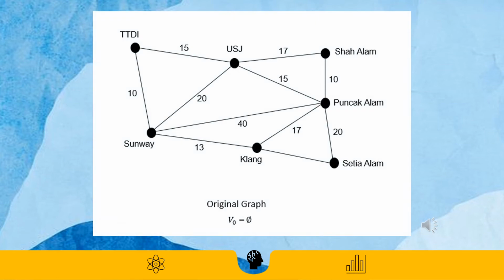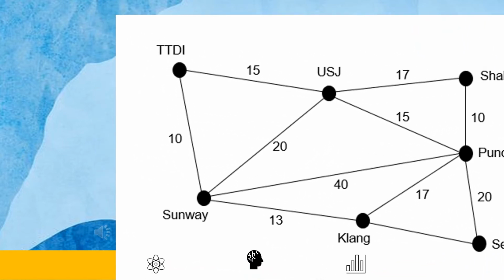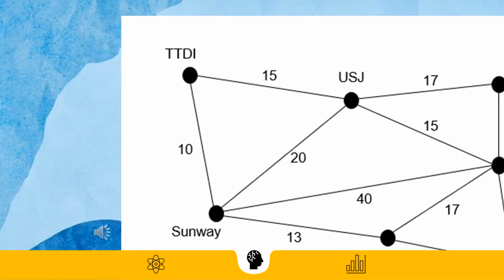This is the graph that has been created by all project members. There are 7 vertices represented as the cities and are connected by the edges represented as the roads. Firstly, let's take a look at vertices of TTDI, USJ, and Sunway. The vertex of TTDI is connected with the vertex of USJ through the edge of 15 weight, and the vertex of TTDI is also connected with the vertex of Sunway through the edge of 10 weight. Meanwhile, the vertices of USJ and Sunway are connected through the edge of 20 weight.